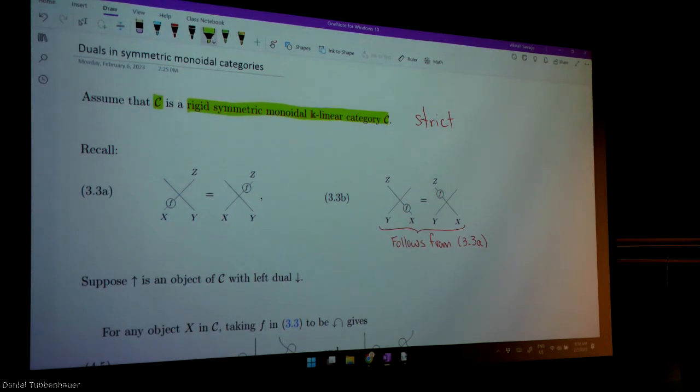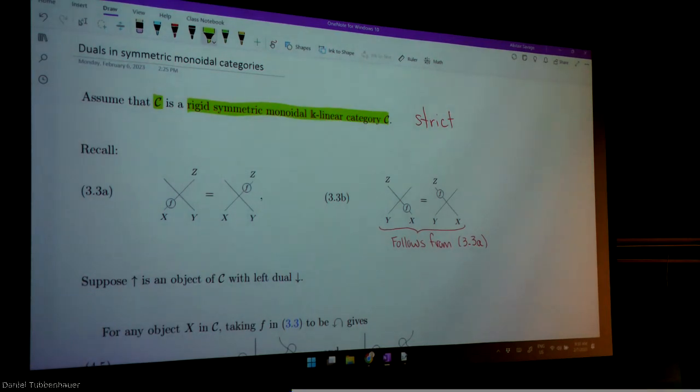Okay, so rigid, remember, means every object has both a left and a right dual, so we have the duality, and now we're also requiring it to have symmetry, be a symmetric monoidal category. And we want to see what type of things follow right from these axioms, from the fact that it's both rigid and symmetric monoidal.